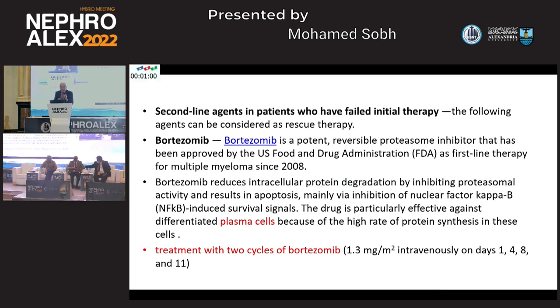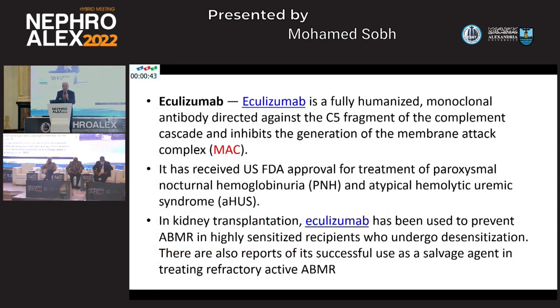That is bortezomib. How is it given? We need 2 cycles. The dose of bortezomib is 1.3 milligrams per square meter of body surface area, given on days 1, 4, 8 and 11. Eculizumab is a very expensive drug. It is a second line, third line of treatment.